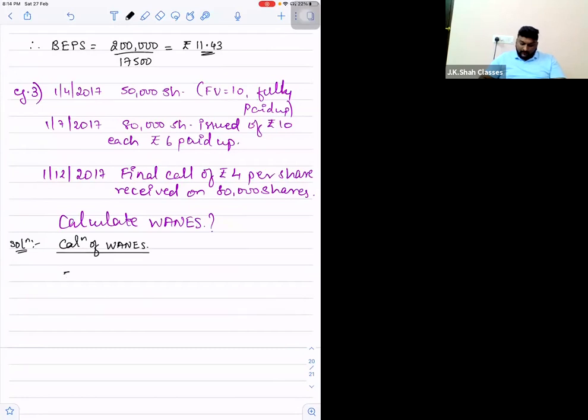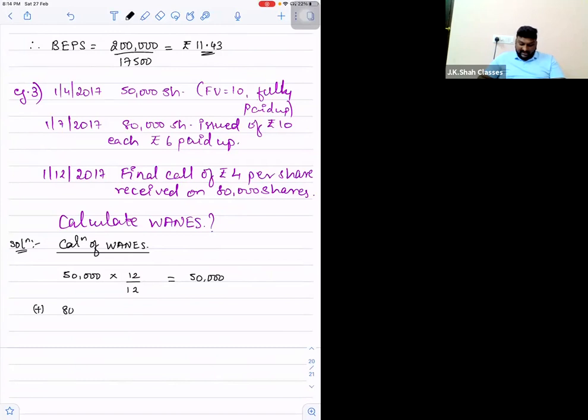Now, sir, the opening balance, that is 50,000 opening shares, are outstanding for a period of full 12 months. So they will be considered as full 50,000 shares for the purpose of weights. That is for the purpose of EPS calculation.